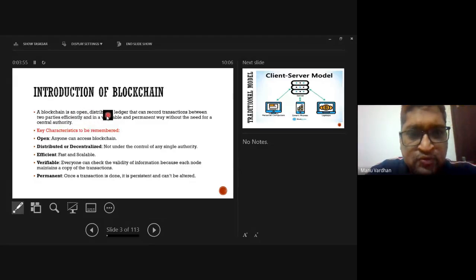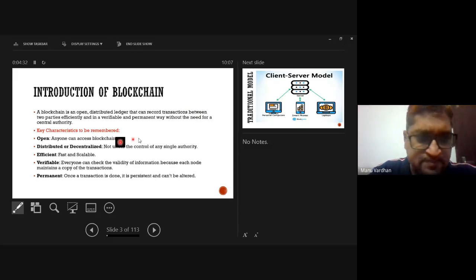So it's an open distributed ledger that records transactions between two parties efficiently and in a verifiable and permanent way without the need for a central authority. Currently we have a bank as the middleman who takes care of all the transactions that are taking place today when two parties are working on some transaction or communicating with each other. We'll discuss more on this in the upcoming slides.